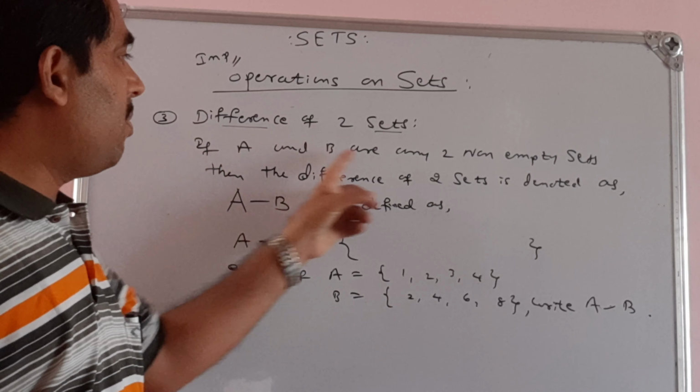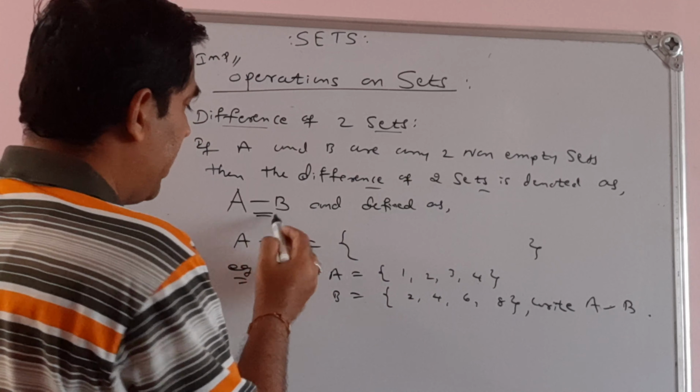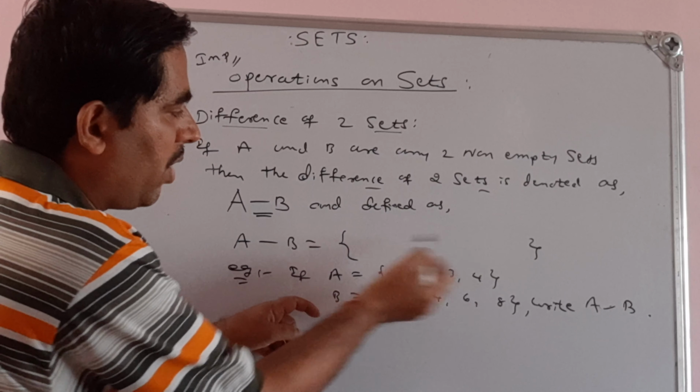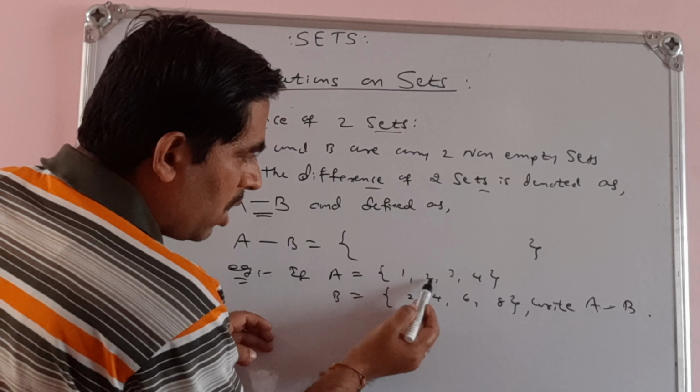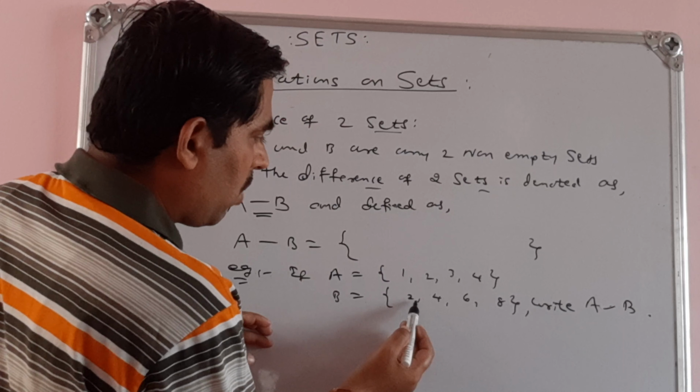So if A and B are any two non-empty sets, then the difference of two sets is denoted by A minus B. So what is the meaning of A minus B? Observe this example. If A is equal to {1, 2, 3, 4}, then B is equal to {2, 4, 6}.